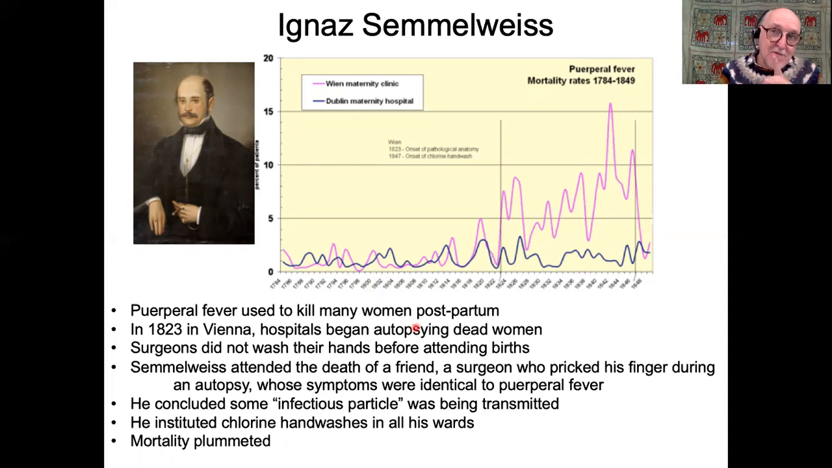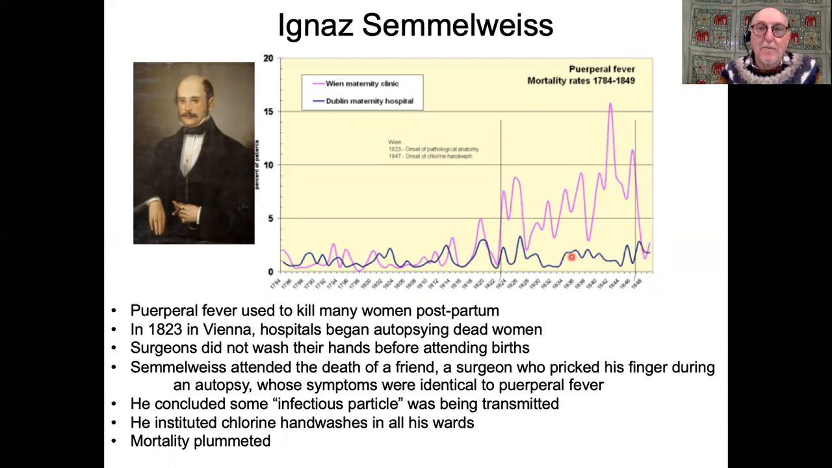Now, here's an interesting comparison. You see this blue line here? This here is a hospital in Dublin. Now, this is an ordinary hospital, right? And you can see here the rates of puerperal sepsis. It's definitely not zero, okay? It's not prevalent, but it's still occurring regularly inside this hospital.